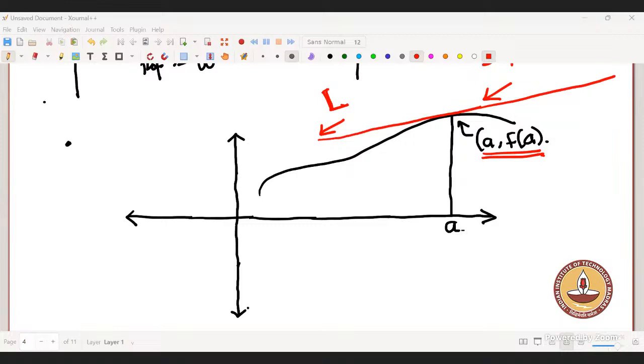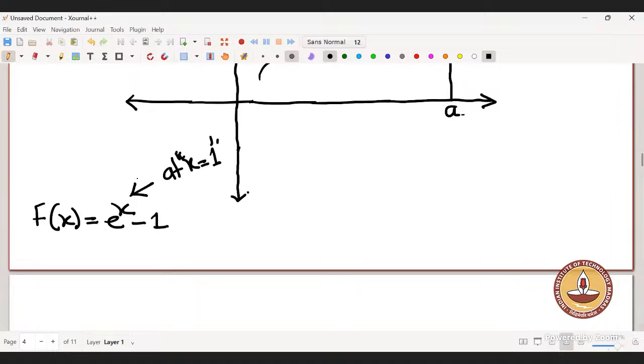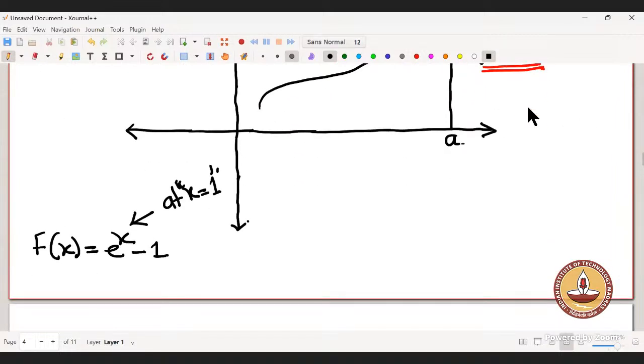Okay. The linear function, the best linear approximation of f of x. f of x is e power x minus 1, right? So the first option: the linear function of e^x minus 1 is the best linear approximation of the function f(x) at the point x equal to 1. So this is your function, and what you need to find is the tangent line at x equal to 1, right? Then my point, a comma f of a, is precisely 1 comma f of 1, right?